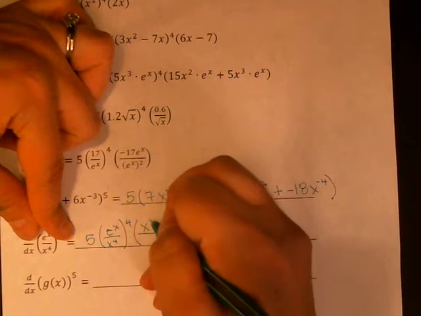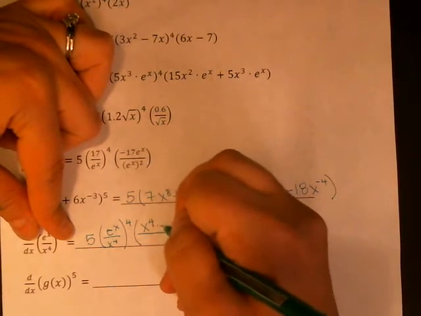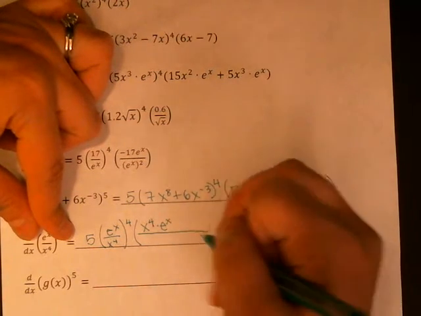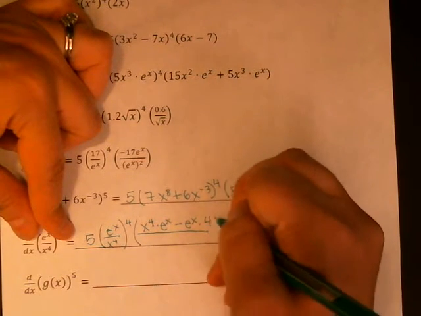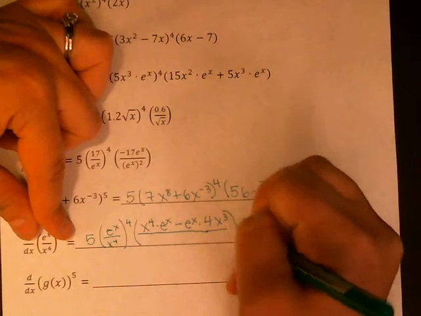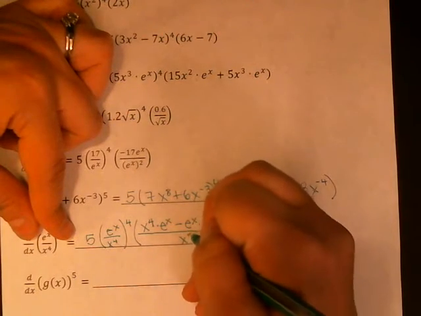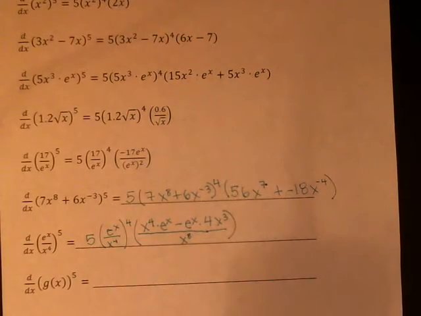So we'll do the bottom, x to the 4, times the derivative of the top, e to the x, minus the top, e to the x, times the derivative of the bottom, 4x cubed, over the bottom squared. X to the 4th squared is x to the 8th. And I don't care if you're simplifying these, I just want you to see the pattern and apply it.